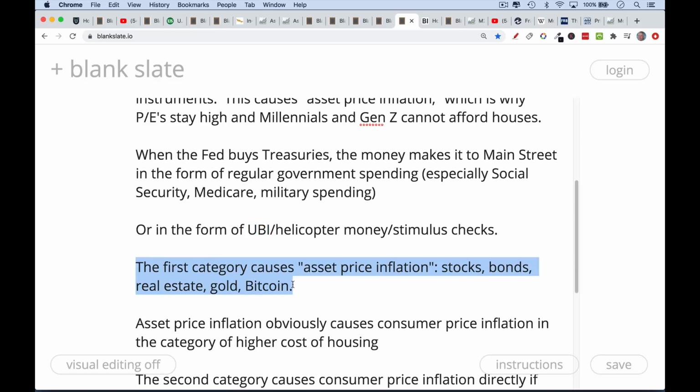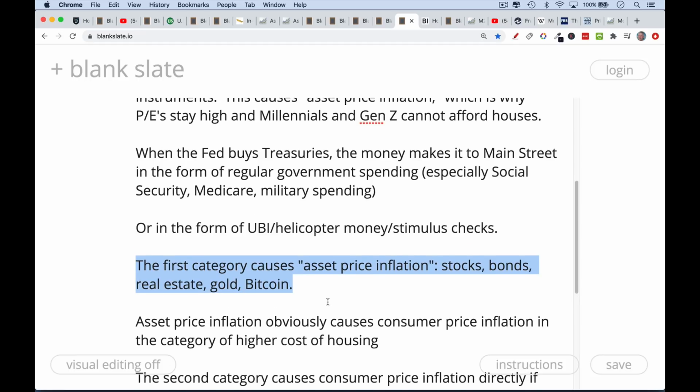So to review, that first category really causes asset price inflation. It makes stocks and bonds and real estate and gold and Bitcoin go up. If you look at what all of these have done over the last 20 years, or certainly since 2008, they have just gone straight up. This is asset price inflation. This is what you could also call monetary inflation, where the money supply has been increasing, so each individual U.S. dollar is worth less, and the prices of scarce assets go up. The Fed cannot print more real estate. They can't print more gold or Bitcoin.